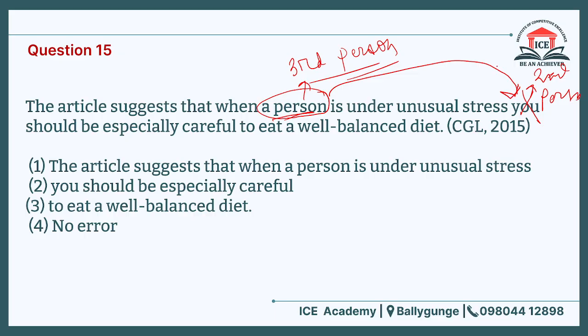So it should be: the article suggests that when a person is under unusual stress, he or she should be especially careful to eat a well-balanced diet. তার মানে আমাদের অপশনে second option is our correct answer, because the second option contains the error, right? So second option is our answer.